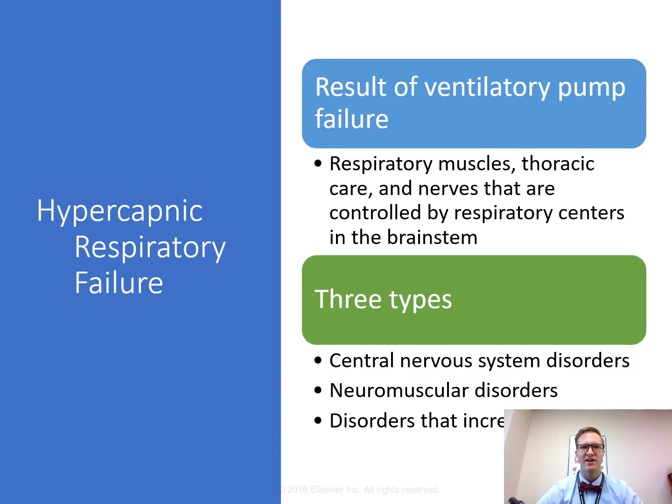Hypercapnic or hypercarbic respiratory failure usually occurs when a person can't achieve adequate ventilation or maintain their normal CO2, like what I was talking about with COPD here. If they can't attain their normal CO2, then what happens is your ventilatory pump fails, your ability to breathe gas in and out, usually your respiratory muscles, your thoracic cage, the nerves controlled by the respiratory center, like what we talked about with spinal cord injuries or neuromuscular patients in some cases. Usually those are the ones that fail, right? We're seeing that where you have a spinal cord injury patient that has such a high C-spine fracture that they're dependent on mechanical ventilation. That phrenic nerve is no longer sending signals to the diaphragm, and that's why they need artificial support.